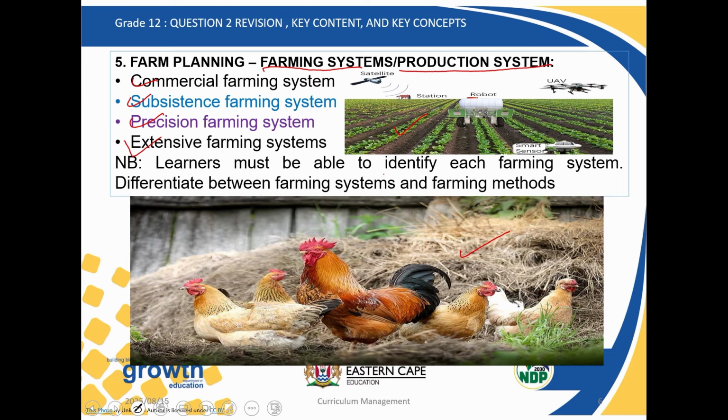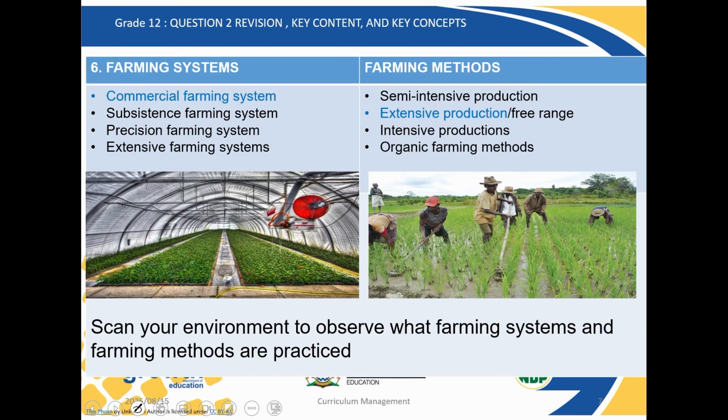Now, let's move on. Again here, remember earlier on I said differentiate farming systems and farming method. Here we are now. These are some of your farming systems, and then here you have your farming methods. As you can see, it is illustrated by the pictures here.